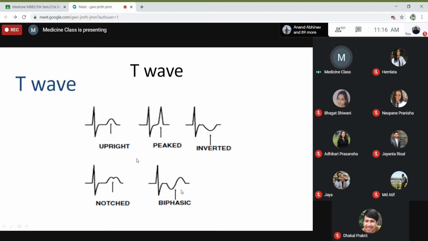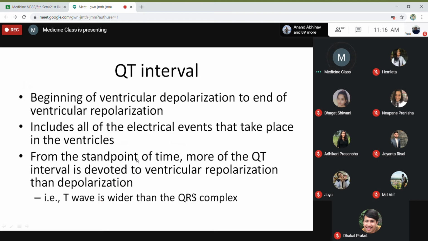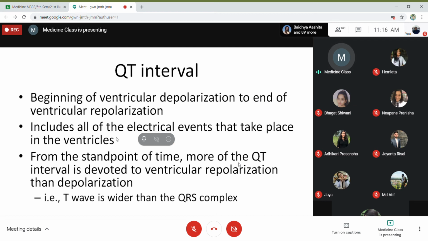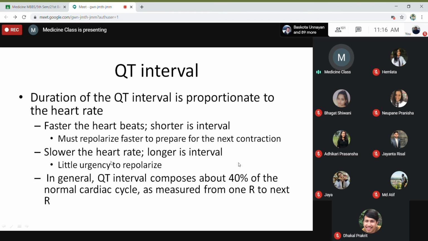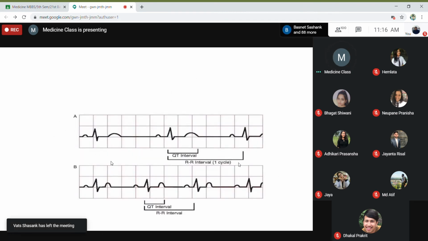Inverted T wave maybe because of ischemia, and so on. QT interval is the beginning of ventricular depolarization, and it ends up to the ventricular repolarization. So it includes all the events that take place in the ventricle. The QT interval is from this up to the end of the T wave. So this is QT interval, and QT interval usually depends upon the heart rate also.